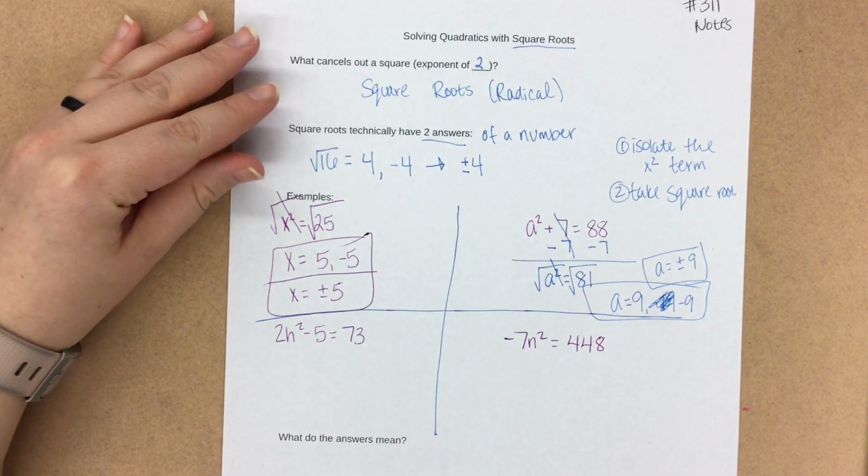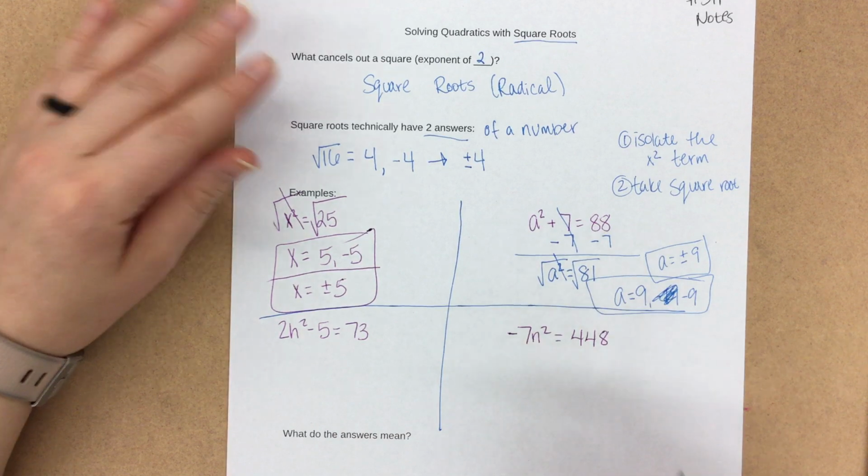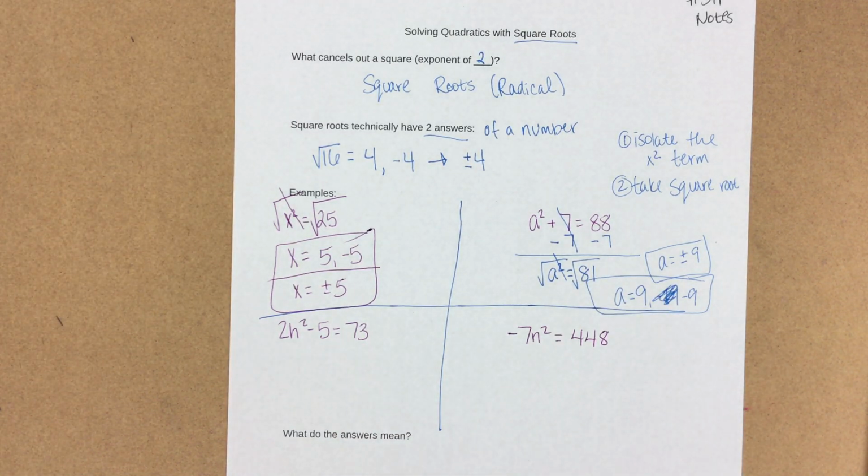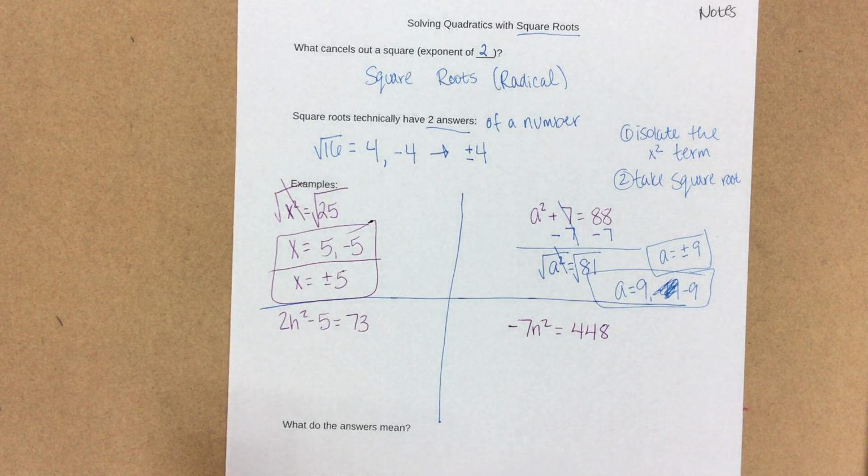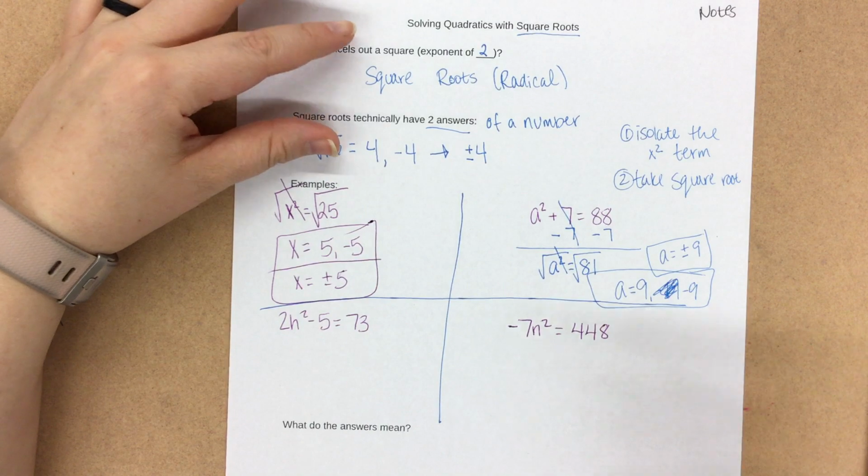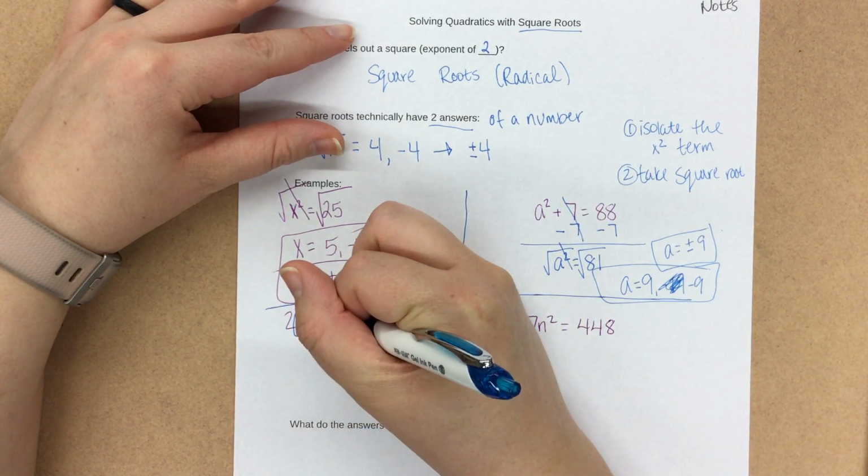Okay, let's move on to example 3. So far we've had all these nice square numbers. Let's see what happens when we don't, though. So I have 2h squared minus 5 equals 73. So again, I have to get some things away from h squared. I'm trying to isolate this piece.